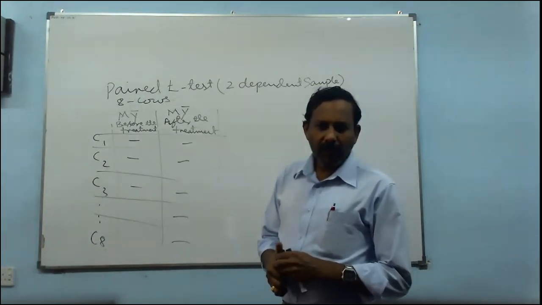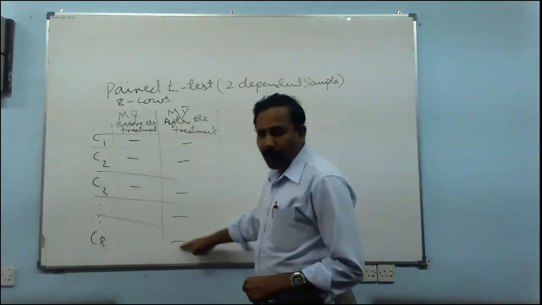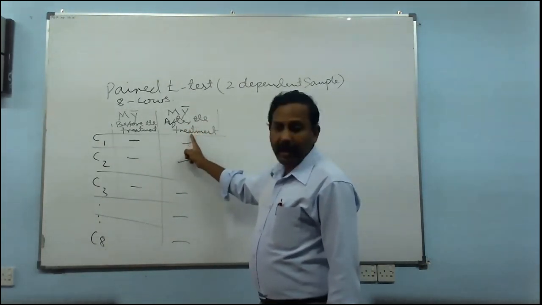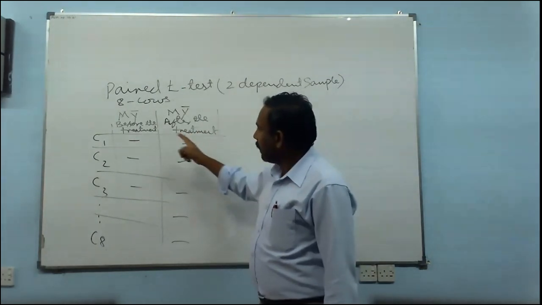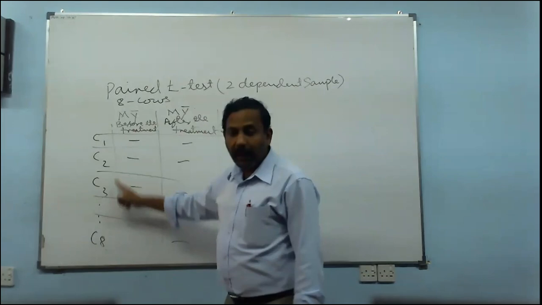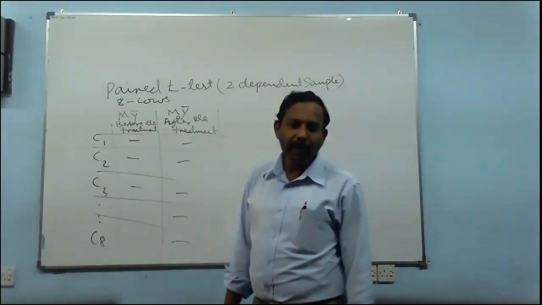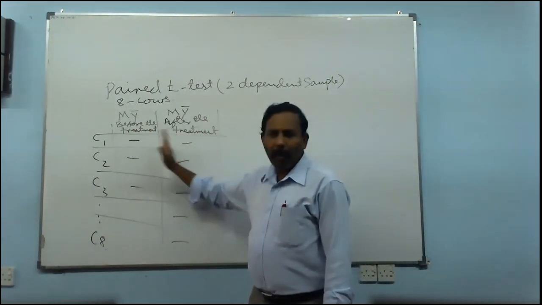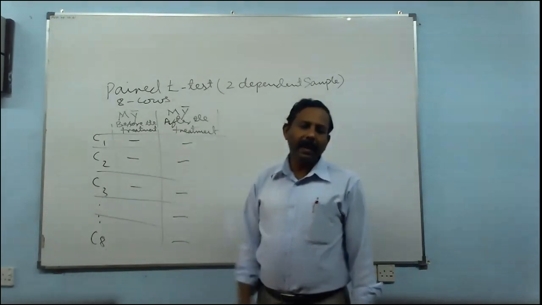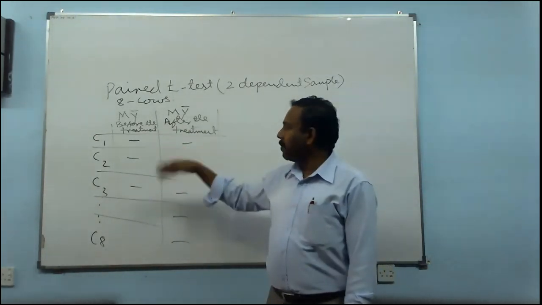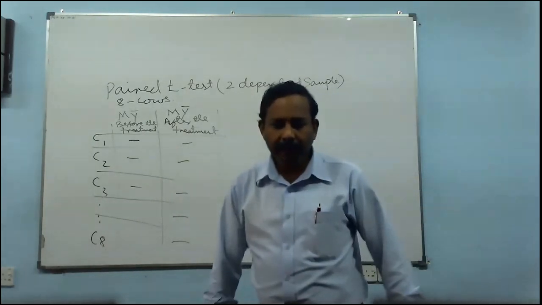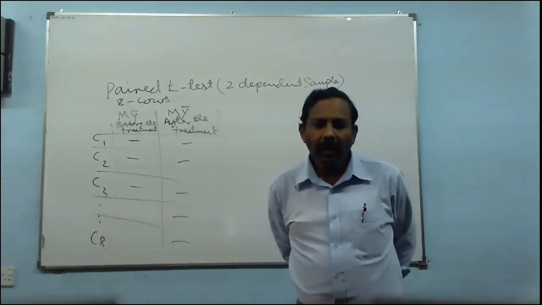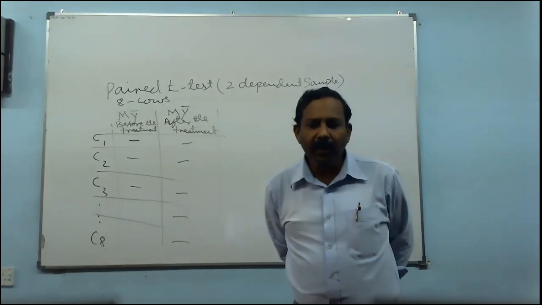Right. Now, this is one group of population. That means the data which is coming after the treatment is one group of population. The data coming before the treatment is another group of population. Now tell me, are these populations independent or dependent? Can somebody tell me?